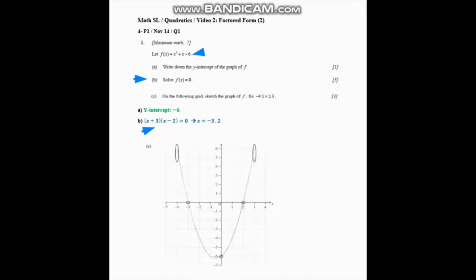So what values of x do I plug into these brackets in order to get 0? If I plug 2, I get 2 plus 3, which is 5, and 2 minus 2, which is 0, and 5 times 0 equals 0. Hence, if I plug 2 due to this bracket, I get a correct value for y, I get 0 for y, which is what I want. Hence, 2 is one of my solutions.